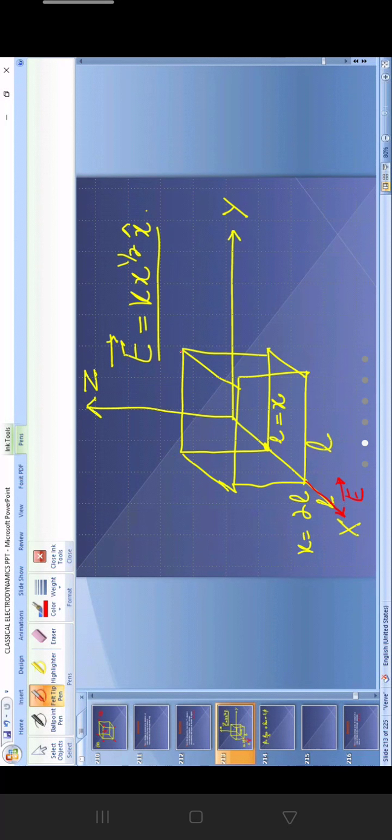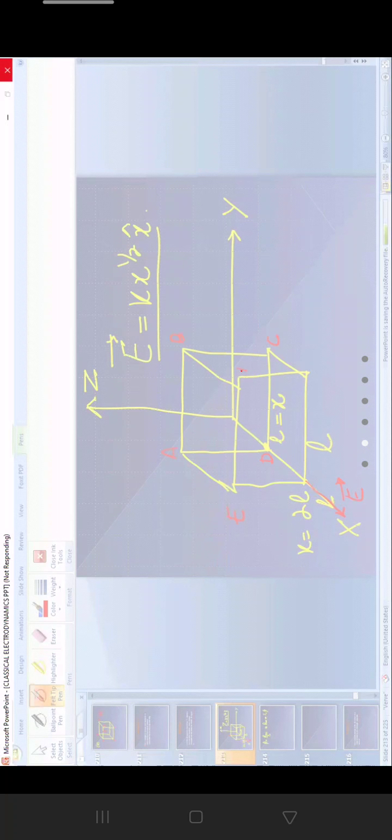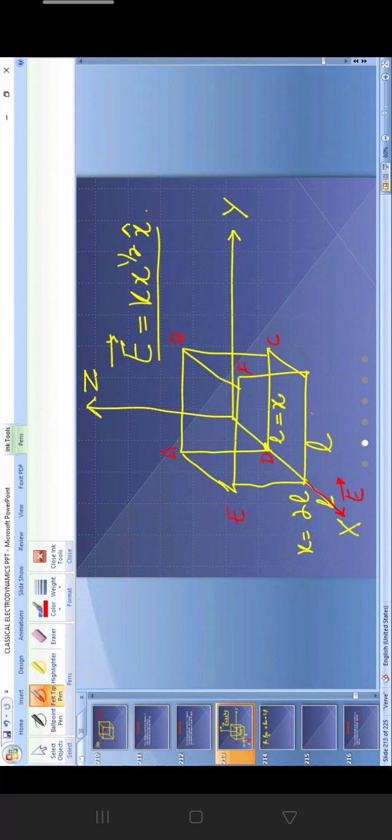Number 1 is this one, A, B, C, D. Another is this, E, F, G, H. The flux through A, B, C, D and E, F, G, H will be non-zero. And obviously the flux is entering A, B, C, D and it is leaving from E, F, G, H. And the field at A, B, C, D and E, F, G, H is not the same. You can calculate that from here.